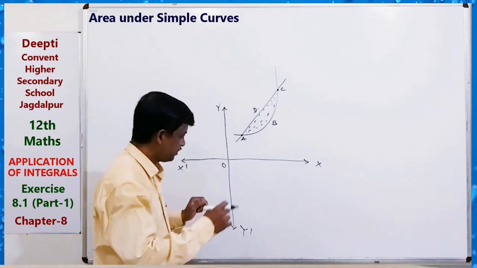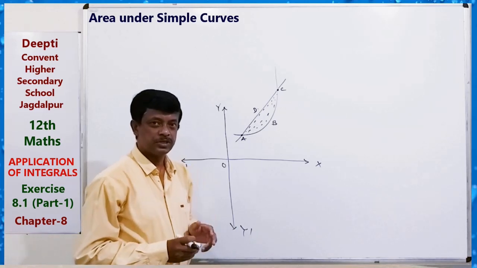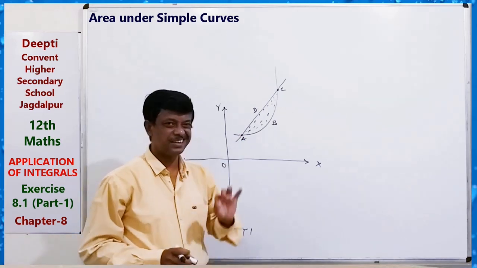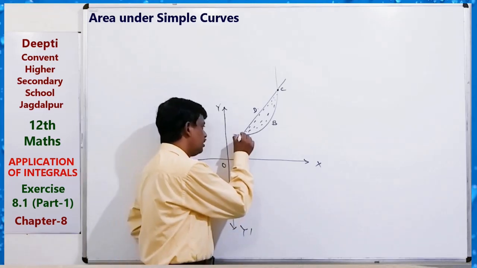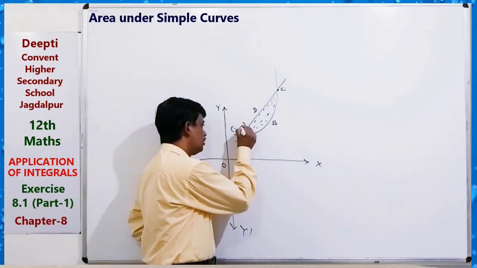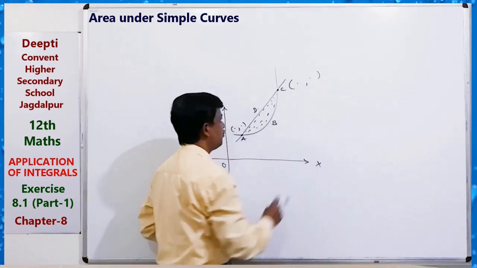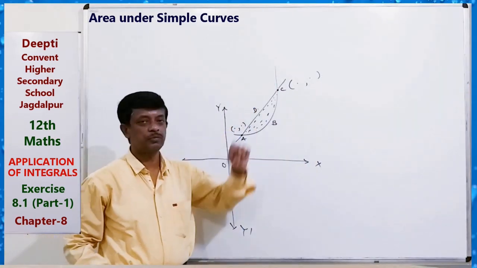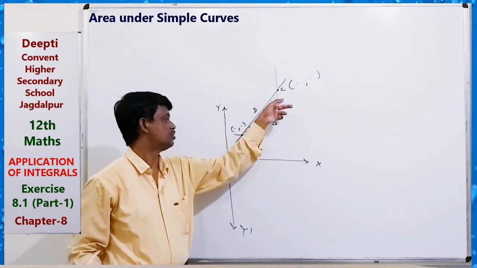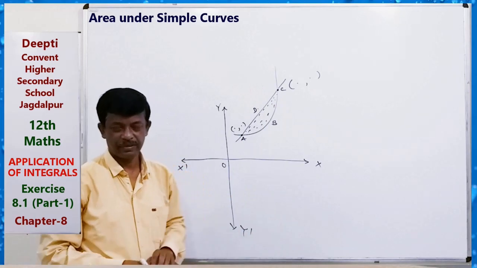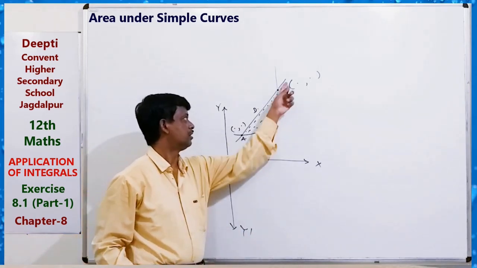So here, first of all, this is a closed diagram. Corner points mean intersection points. You have to find the coordinates of the intersection points first. How can we get the coordinates of this corner point? Solve the curve and line equations for their intersection point. Clear? You can get the coordinates here and here.